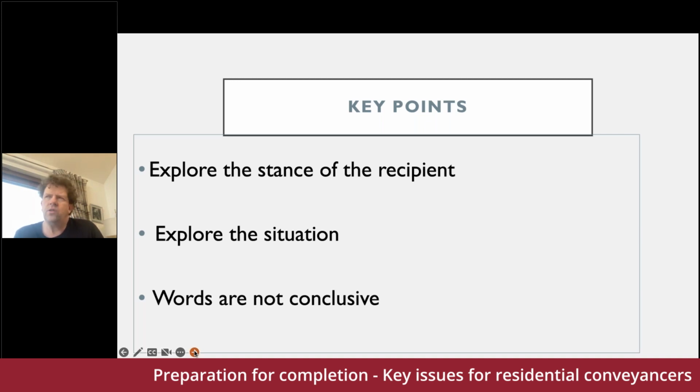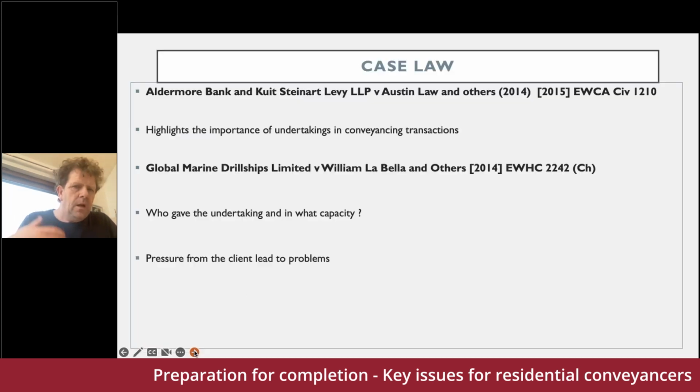Remember that it's important to look at the circumstances, the matrix of facts sitting behind the undertaking, and remember that words aren't necessarily conclusive if they're vague or ambiguous. Lots of case law: Aldermore Bank and Kurt Steinheit Levy highlight the importance of undertakings in conveyancing transactions and confirm that in most circumstances any undertaking will in fact be enforceable. Global Marine Drill Ships and William Labella, etc., highlight that it's important for a recipient of an undertaking to investigate who's providing the undertaking and in what capacity.